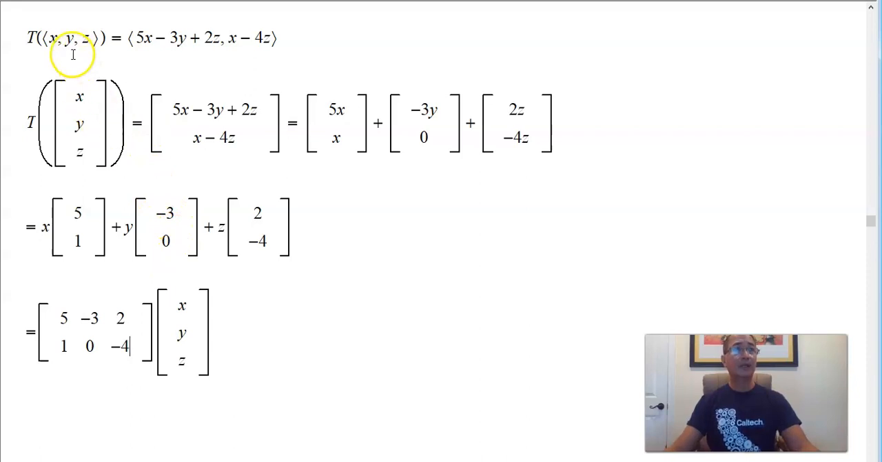So what does this tell you? If you want to know where x, y, z goes to, you just multiply x, y, z as a column matrix to this matrix, which has 5, 1, minus 3, 0, and 2, minus 4. I read that vertically. Let's read it horizontally. 5, minus 3, 2. Looks familiar. 1, 0, minus 4. 1, there's no y, 0, minus 4.